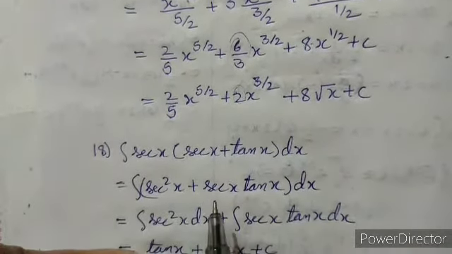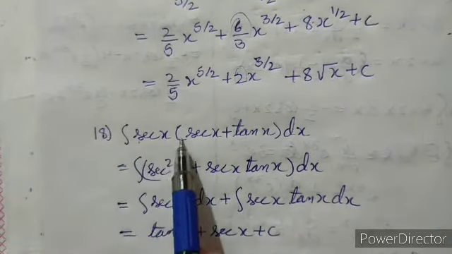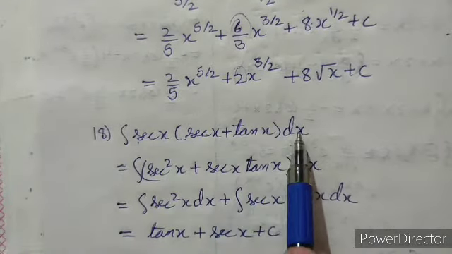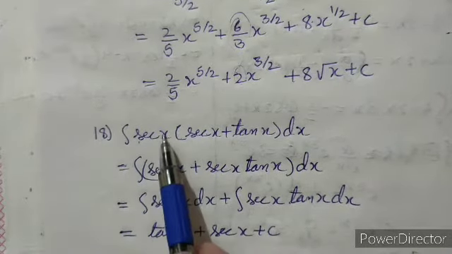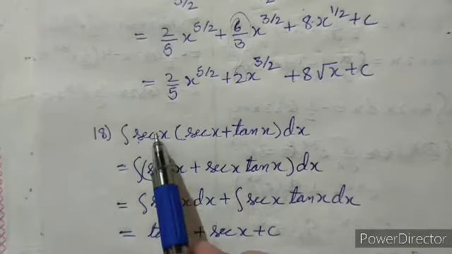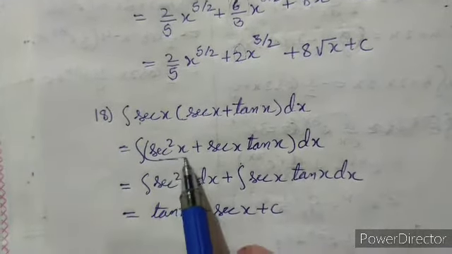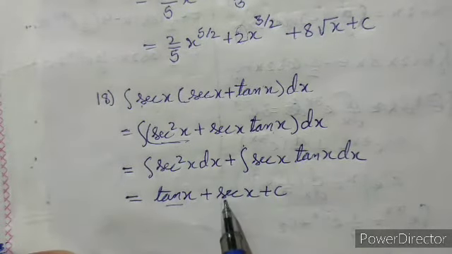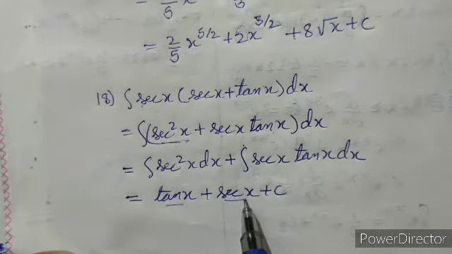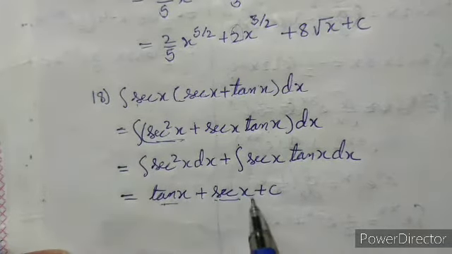And question number 18, we have to find out the integral of sec x into sec x plus tan x dx. Now on multiplying it, we will get the integral of sec square x plus sec x tan x. Now integral of sec square x is tan x, and integral of sec x tan x is equal to sec x. So its integral will be tan x plus sec x plus c.